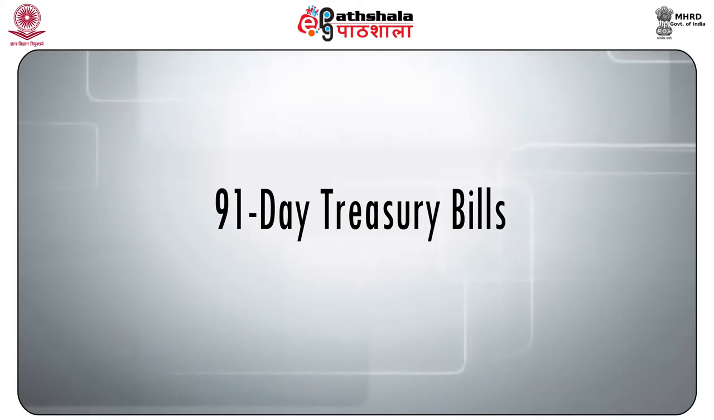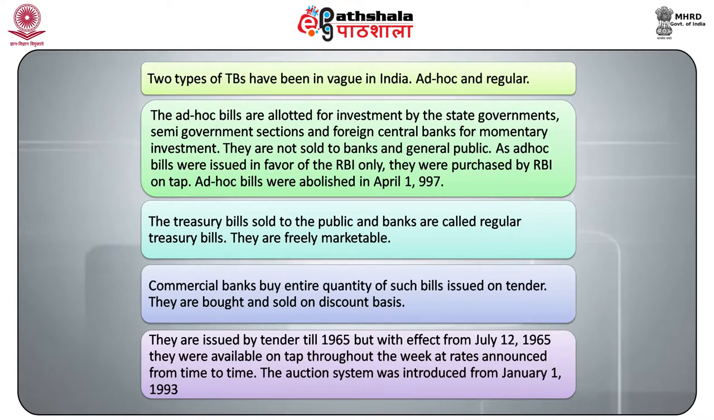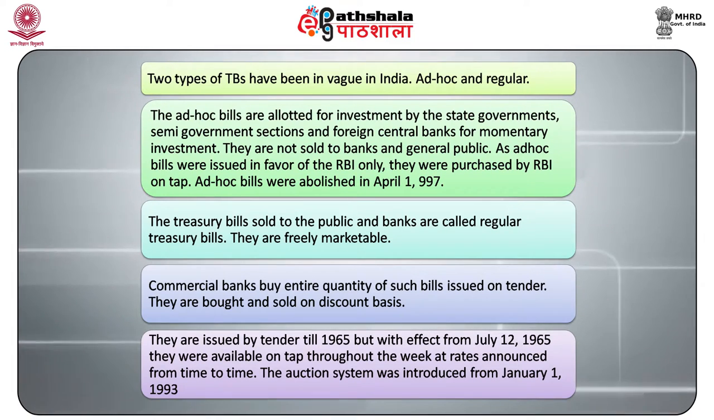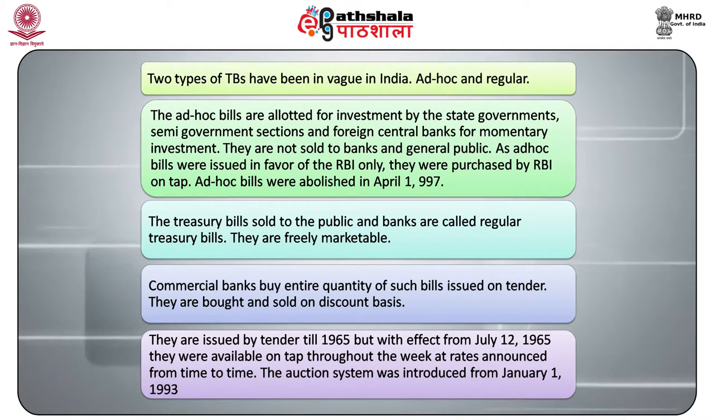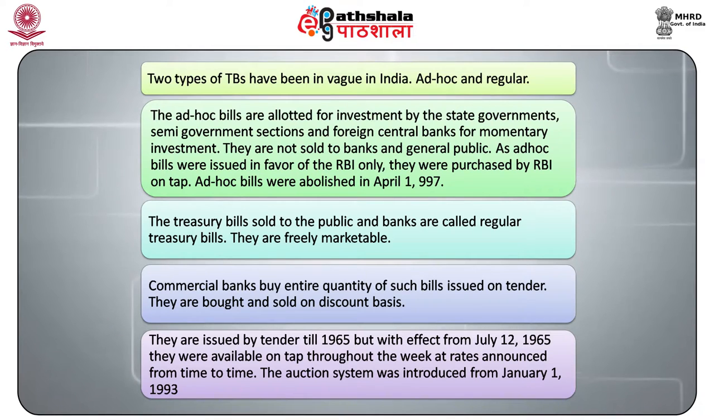Next, 91-day treasury bills. Two types of treasury bills have been in vogue in India, ad hoc and regular. The ad hoc bills are allotted for investment by the state governments, semi-government sections and foreign central banks for momentary investment. They are not sold to banks and general public. As ad hoc bills were issued in favor of the RBI only, they were purchased by RBI on tap. Ad hoc bills were abolished on April 1, 1997.